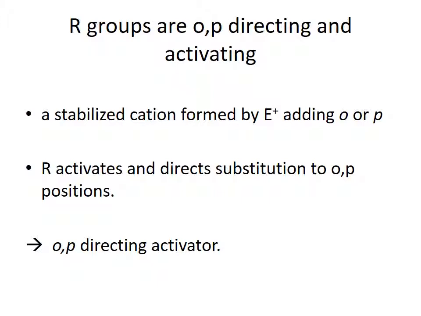So alkyl groups are ortho-para directing and activating. You have a stabilized cation formed in the transition state when you have added your electrophile to the ortho-para position. So it is activated and it directs substitution to those places. The meta positions are not stabilized, and so they don't form very readily.